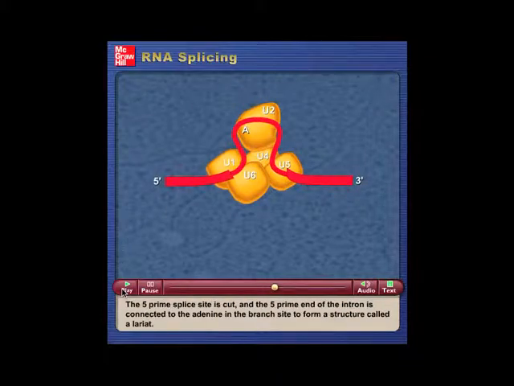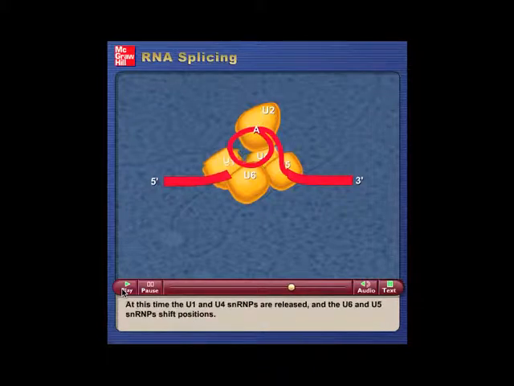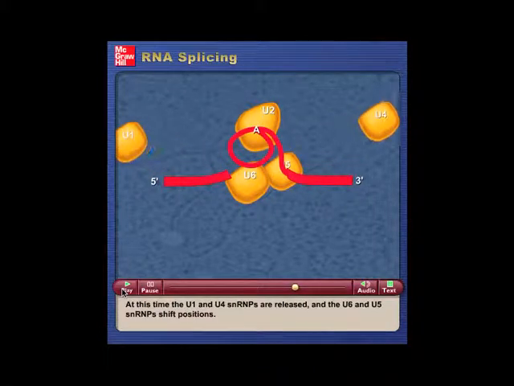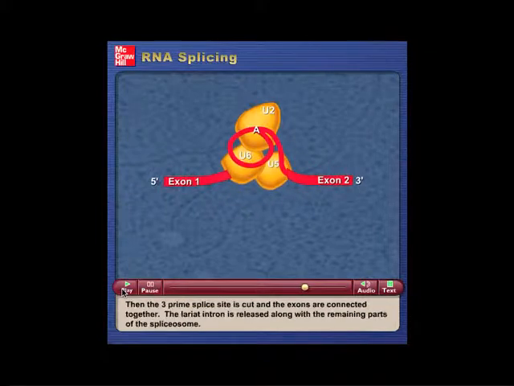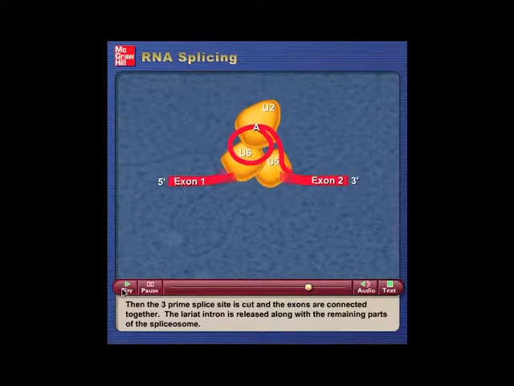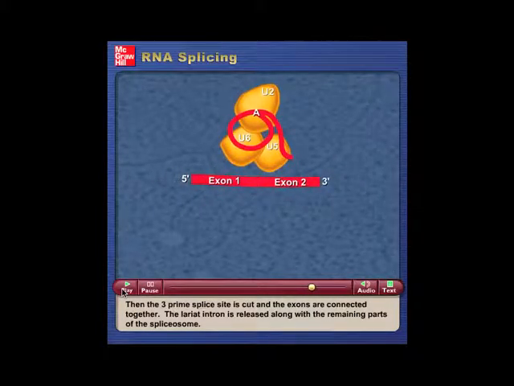The 5' splice site is cut, and the 5' end of the intron is connected to the adenine in the branch site to form a structure called a lariat. At this time, the U1 and U4 SNRPs are released, and the U6 and U5 SNRPs shift positions. Then the 3' splice site is cut and the exons are connected together.